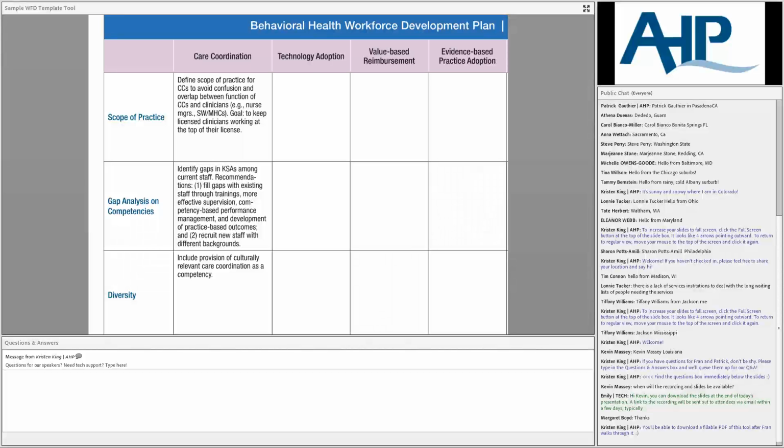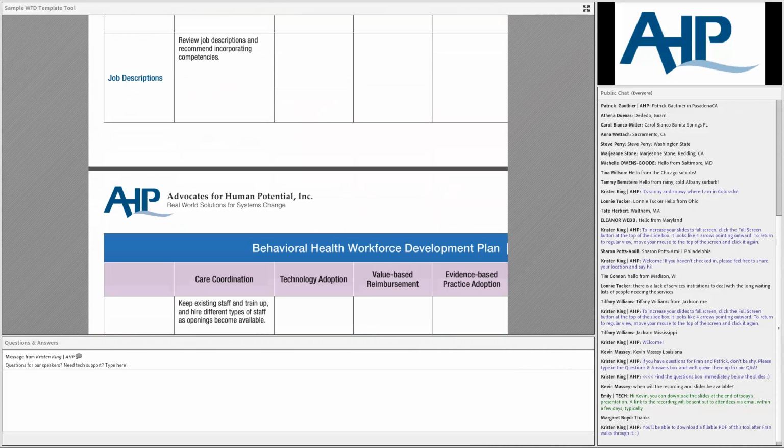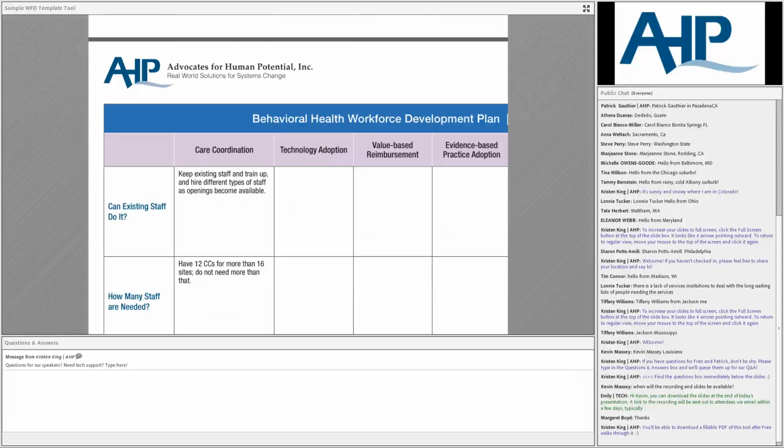We also thought it was very important to address the issue of diversity, which of course is a very important part of patient-centered care. And so we included a provision of culturally relevant care coordination as a competency. We reviewed the job descriptions and recommended incorporating the new competencies and a new understanding of these jobs into job descriptions, once again, to make sure that they were hiring the right people, and they were using that to supervise and to improve work.